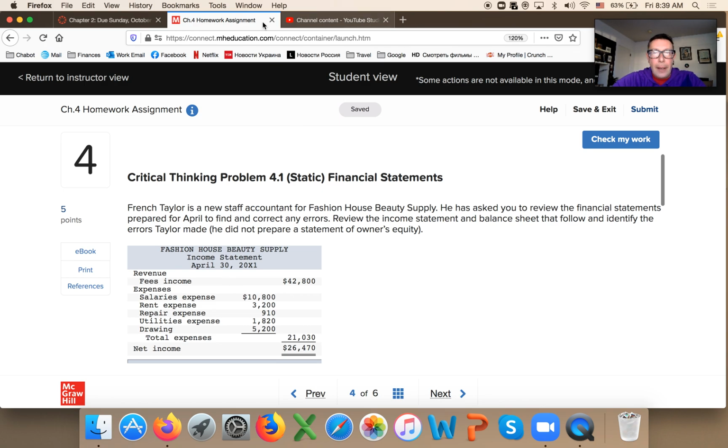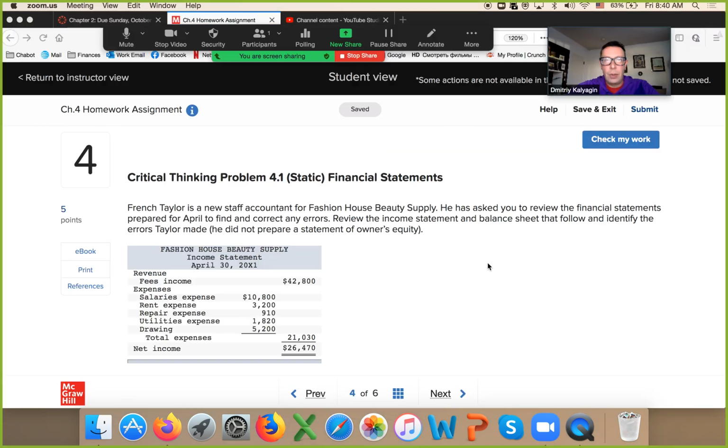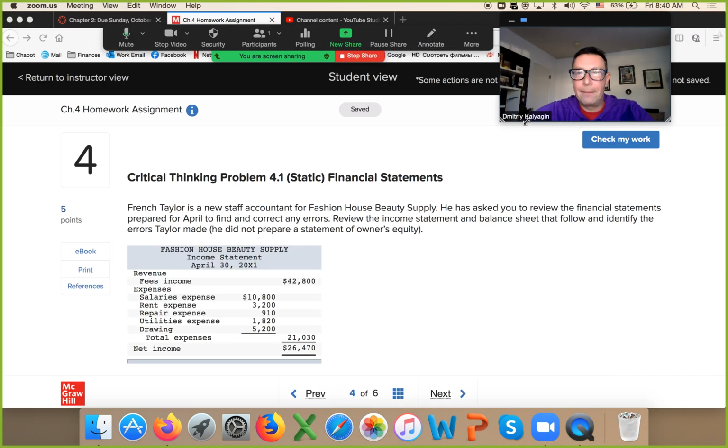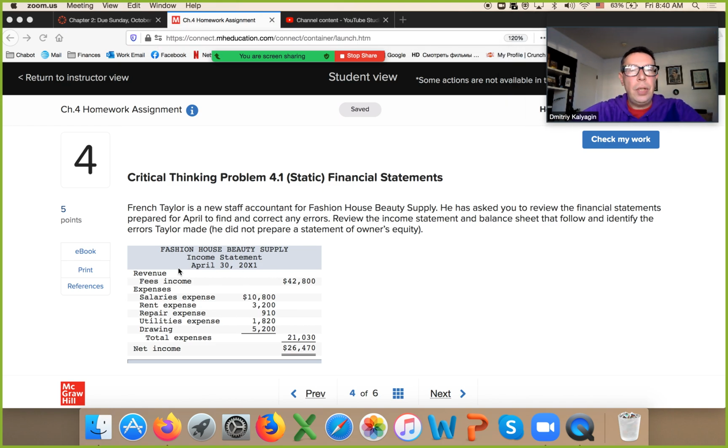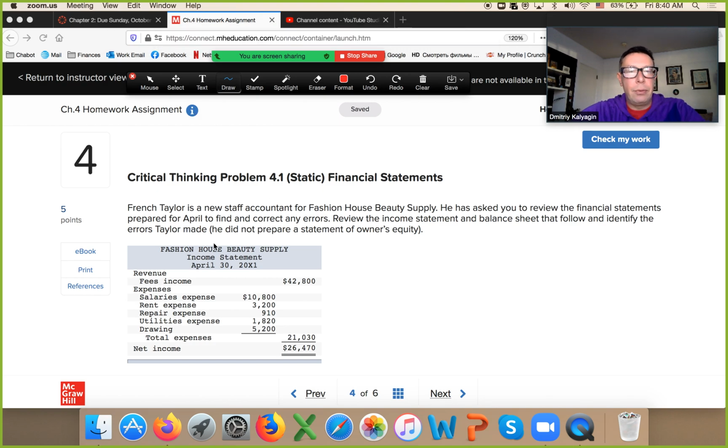Okay, so let me share the screen here so I can write in. Okay, how about this? So you're looking at the income statement for April, and you need to figure out what kind of mistakes this accountant made. So first mistake is right here. The income statement is prepared for a period of time, not a date. Only the balance sheet is prepared for a date. The income statement is prepared for a period of time, so it should say month ended April 30th. You do not earn net income in one day. You earn it for a period of time.